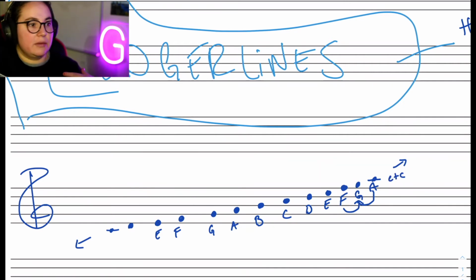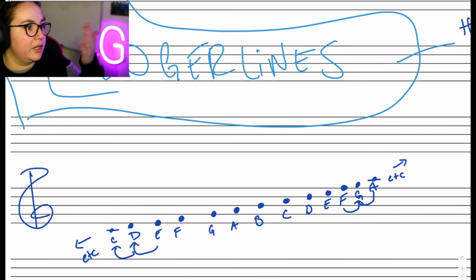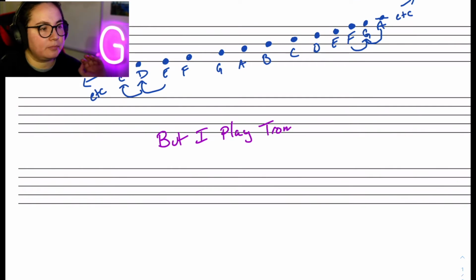B, C, D. It could keep going. We just keep adding lines up above. Same thing going down below. We can add a note under our staff, D, and a note under that, C, which a lot of us learn when we're first starting instruments or first starting to sing. And just like going the other way, it can keep going forever. So what happens if we play a low brass instrument, right?